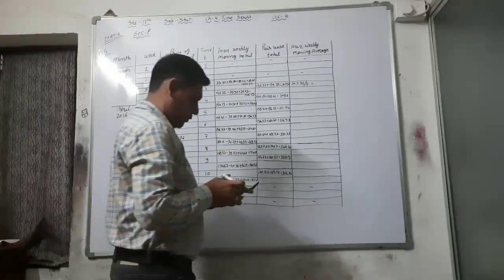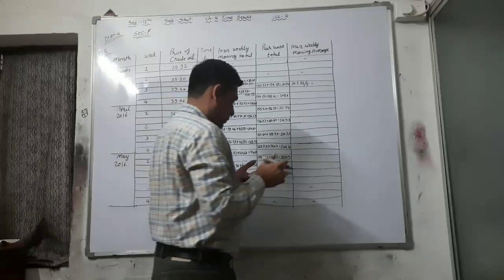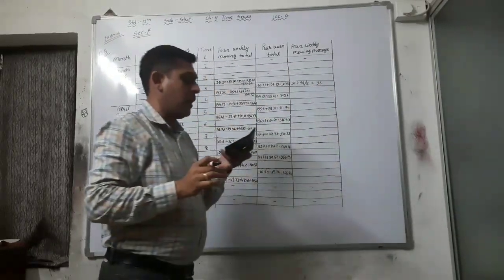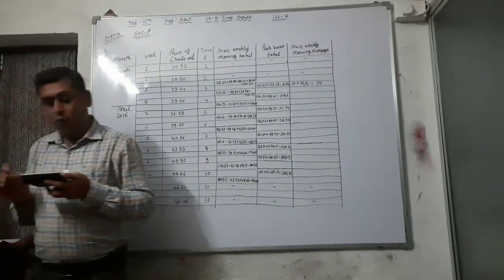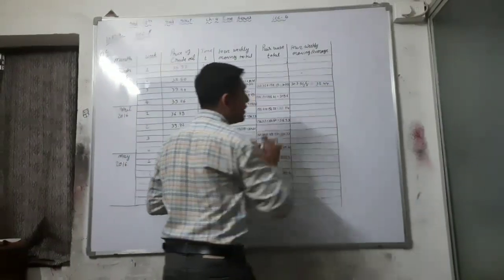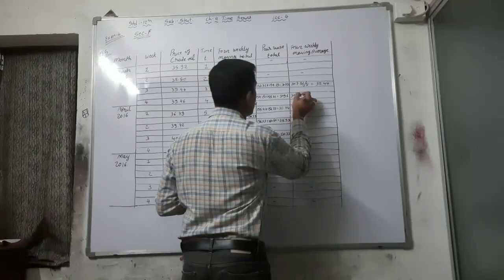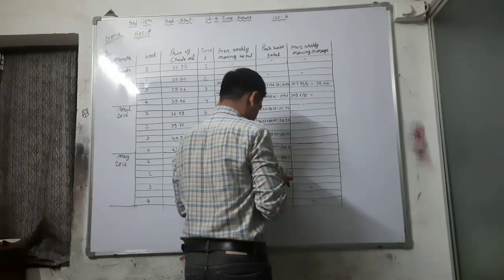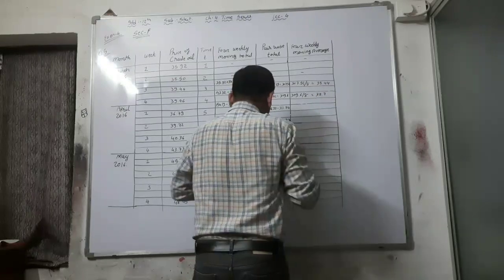So first of all, 307.51 divided by 8, 38 point 43875. So your answer is 38.44. We have to write just 2 digits after the point. Now 309.6 divided by 8. It is 38.7.